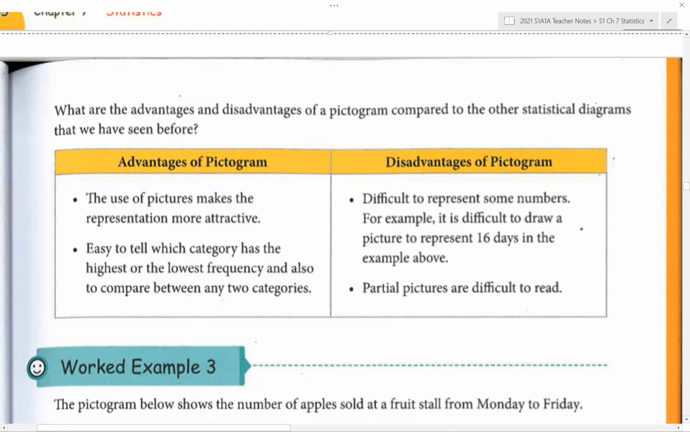But it is difficult to represent some numbers. These are the disadvantages. As I mentioned, it is difficult to draw a picture to represent 16 days. If one water droplet is for 20 days, then half a water droplet is for 10 days. What if you have the case of 16 days? You cannot divide it further. It may not be accurate anymore. And partial pictures are difficult to read. Sometimes when you have half a water droplet, it's not very difficult, but it takes a bit more effort. So these are the disadvantages.